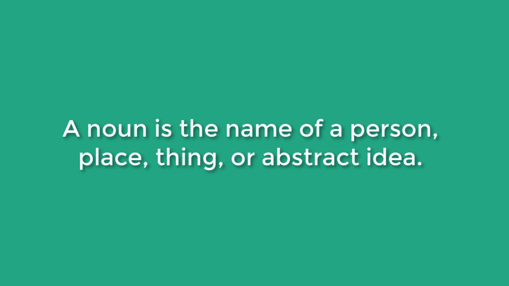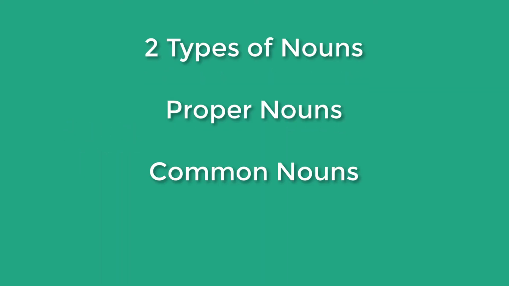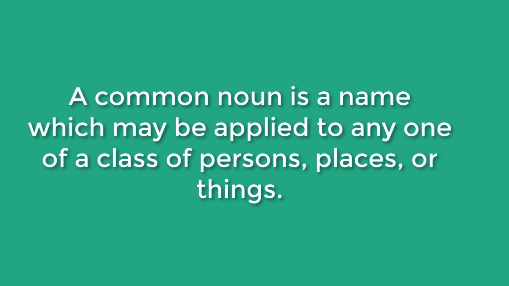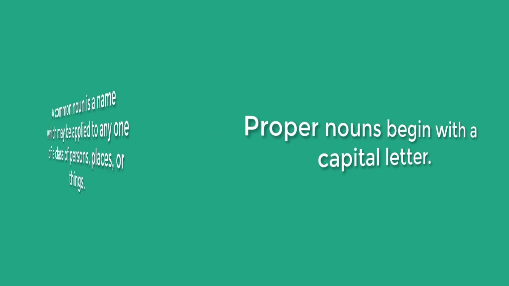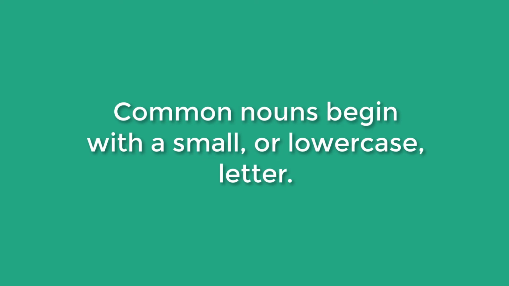To summarize, a noun is the name of a person, place, thing, or abstract idea. Nouns are divided into two classes: proper nouns and common nouns. A proper noun is the name of a particular person, place, or thing. A common noun is a name which may be applied to any one of a class of persons, places, or things. Proper nouns begin with a capital letter. Common nouns usually begin with a lowercase letter.